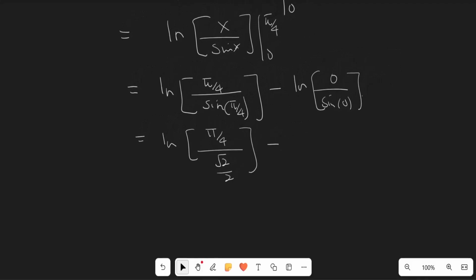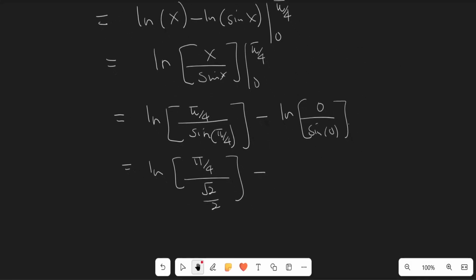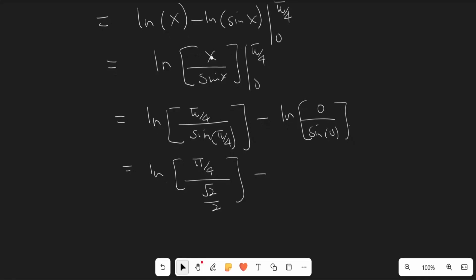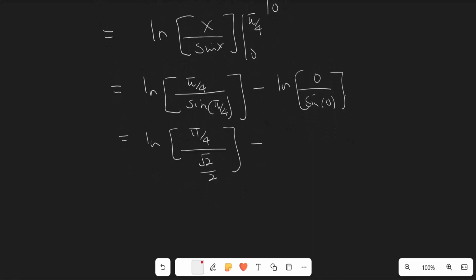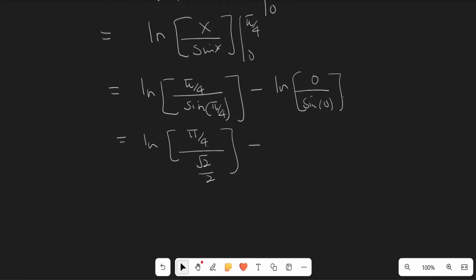So we can say limit as x approaches 0 of 0 over 0. So we can use L'Hopital's rule here because we have the 0 over 0 case. So in that case, we are just differentiating the numerator, which will give you 1. That is the limit as x approaches 0 of the natural logarithm. So you differentiate the numerator, you get 1. Differentiate the denominator, you're going to get cosine of x.